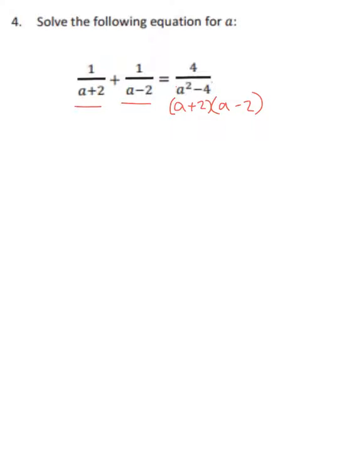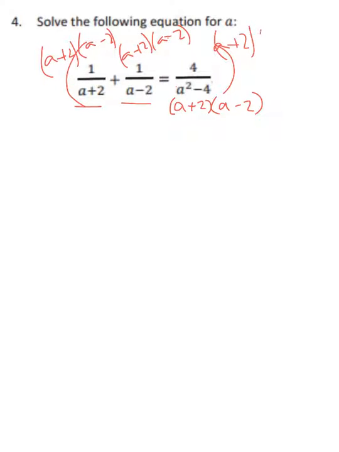Okay? So if that's the case, every time we're going to be multiplying by a plus 2, if you use my method, the clearing, and a minus 2. This one would be an a plus 2 times an a minus 2. And an a plus 2 times an a minus 2.